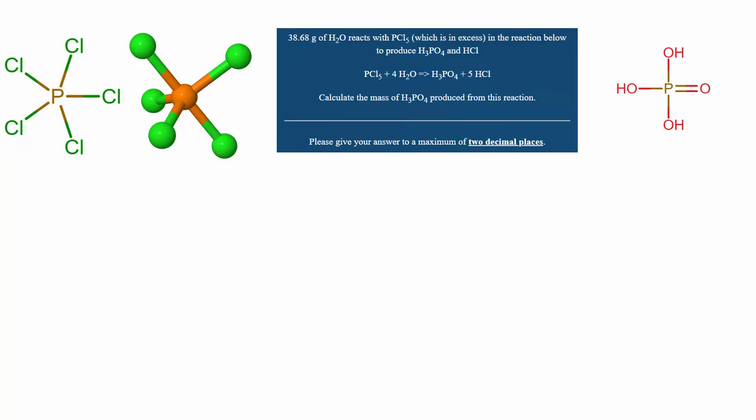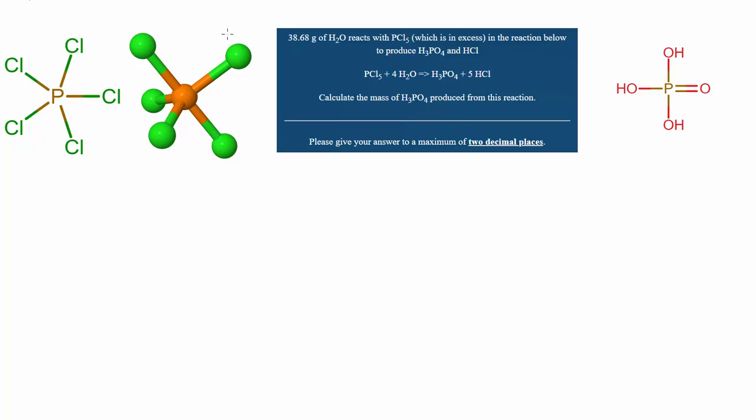Okay, so in this instance, we've got a reaction between H₂O and PCl₅, right? So that's phosphorus pentachloride, and that reacts to produce H₃PO₄ and HCl. So that's phosphoric acid and hydrochloric acid.